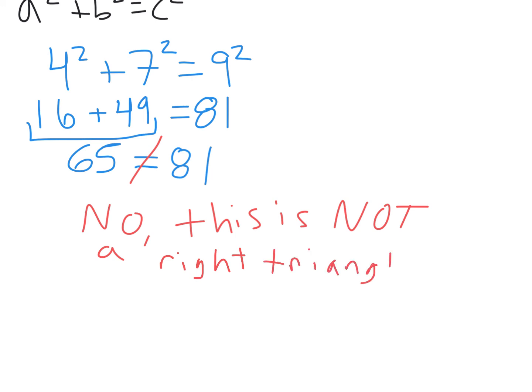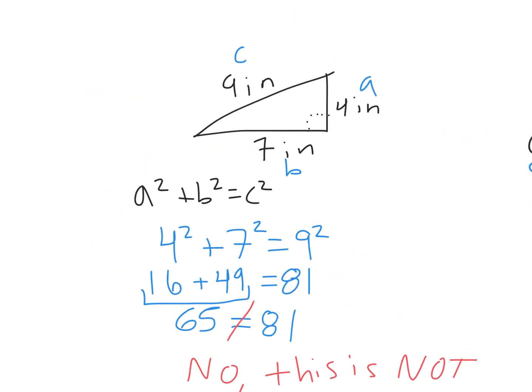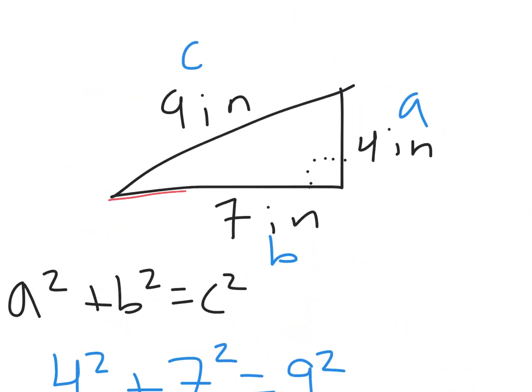Is it a triangle? Sure it is, right? A triangle is just a shape that has 3 sides. This does have three sides. One side is 7 inches, one side is 4 inches, one side is 9 inches. It just means that this angle right here is not exactly 90 degrees. This isn't a right triangle.